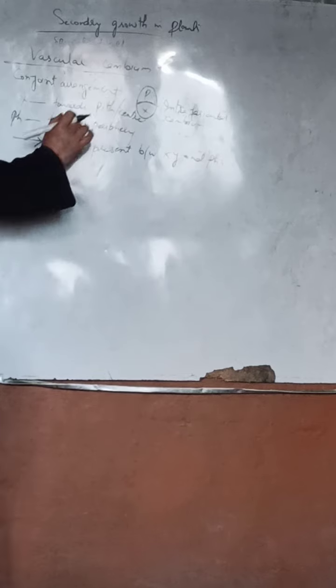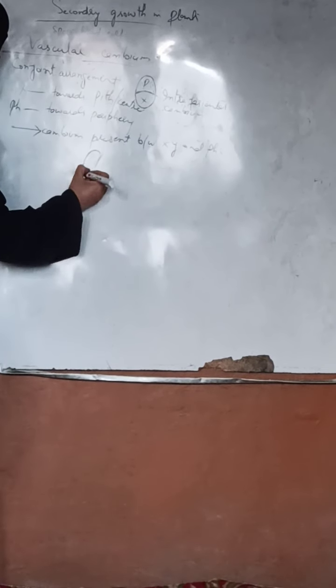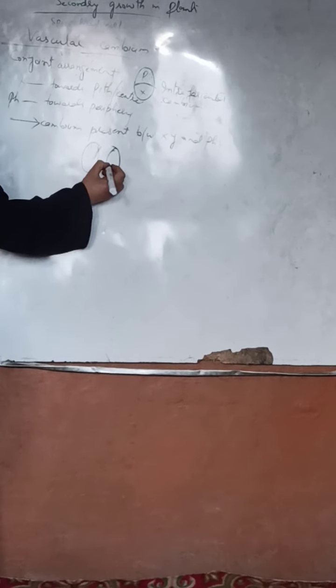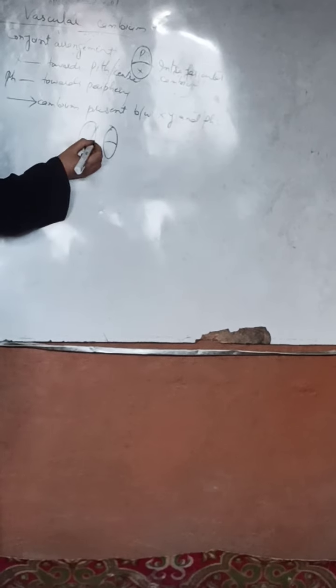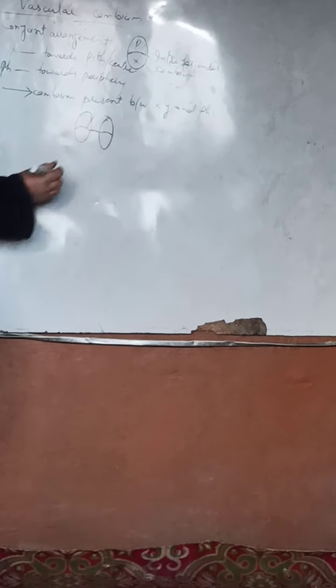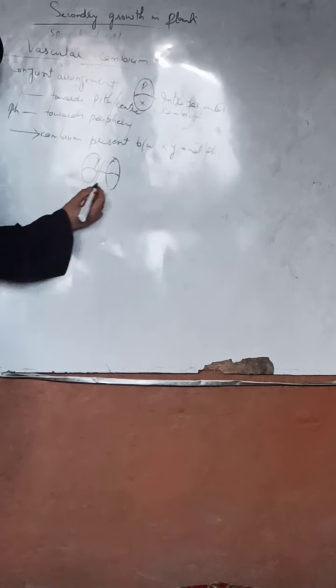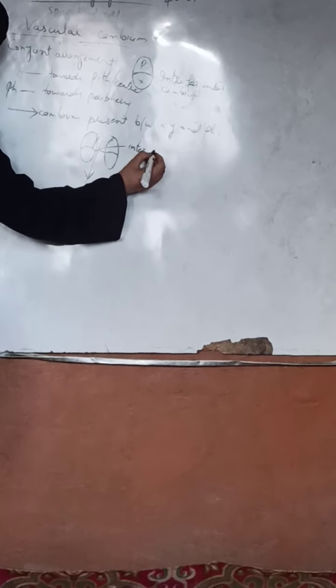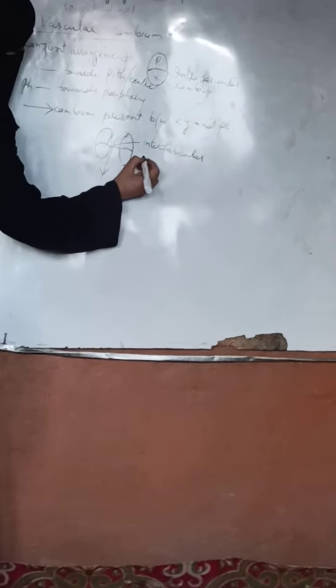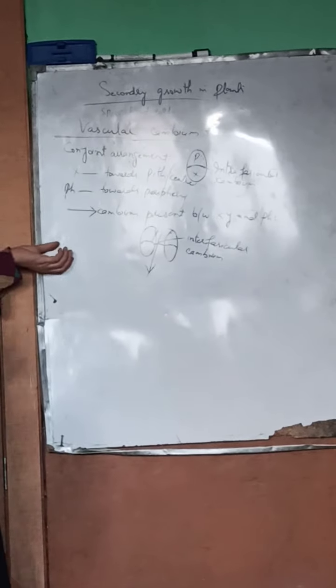But when there are two vascular bundles like this, and there is cambium in between, the cambium which is present between two bundles is called interfascicular cambium.